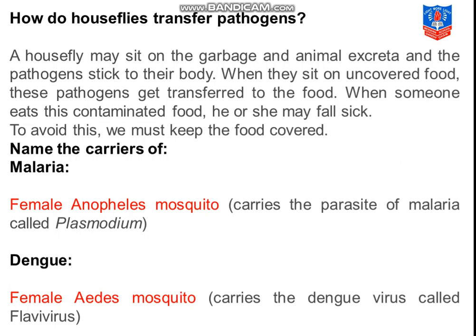Now, there are two examples of carriers of disease. For malaria, the female Anopheles mosquito is the carrier. The parasite of malaria is a kind of plasmodium, that is a protozoa. So this mosquito is the special carrier for malaria. Now you might have also heard about dengue. For dengue, the female Aedes mosquito is the carrier of the dengue virus, called flavivirus, which in normal language we call dengue.